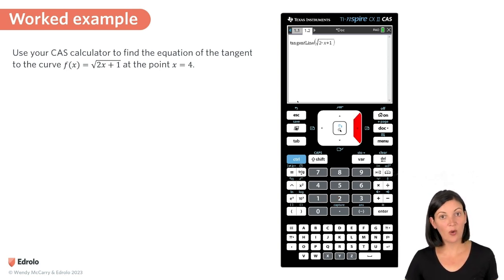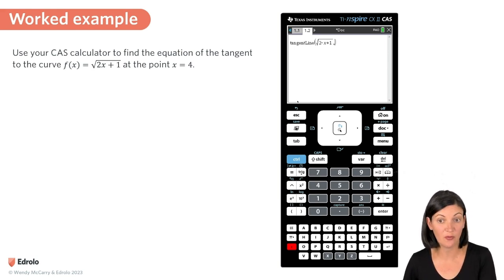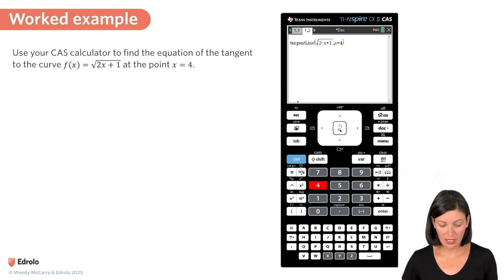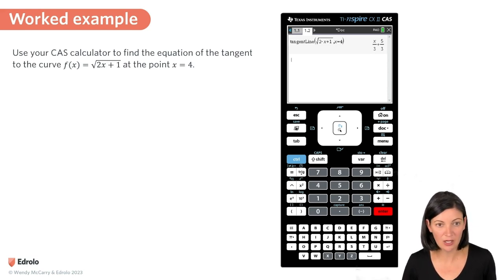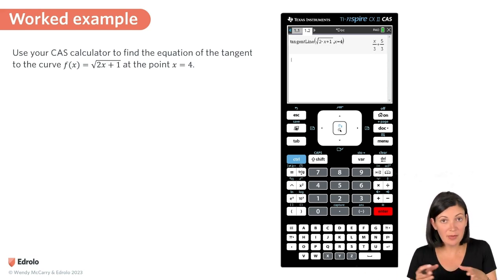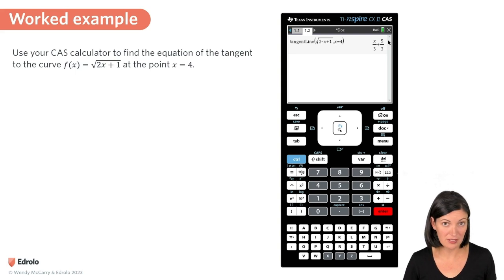Okay, and then we're going to put in a comma. And then we're going to put in the x coordinate, and we're going to write it as x equals 4 in this case here. So just going to write in x equals 4, and then we'll press enter. And you can see here we get the equation of the tangent line. It looks a little bit different. You won't get the y equals, but you can see that x on 3 or 1/3 x plus 5/3. Okay, so really nice and simple. That's how you'd find the equation of the tangent line using your CAS.